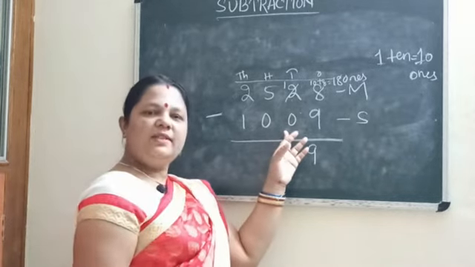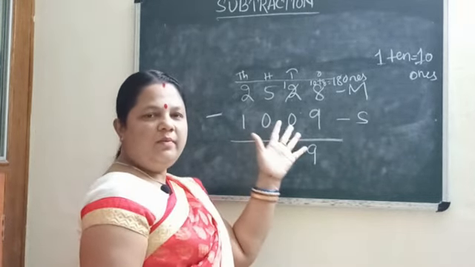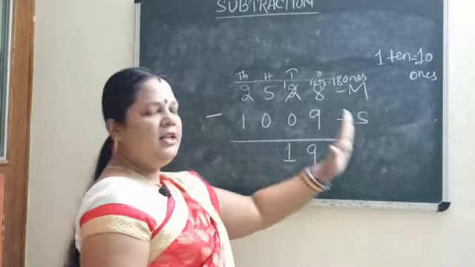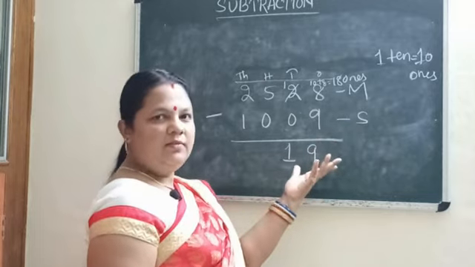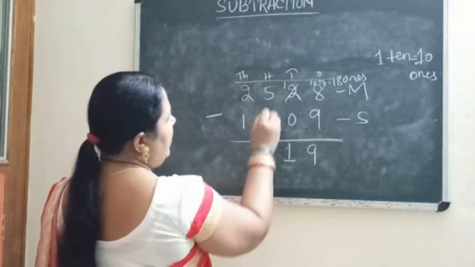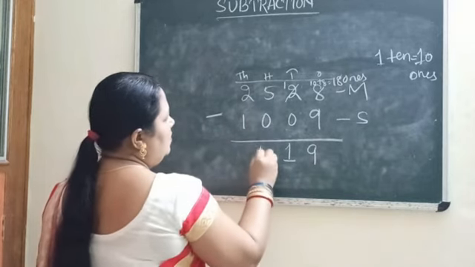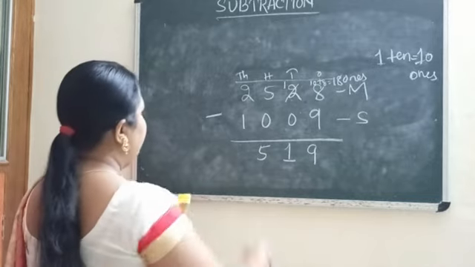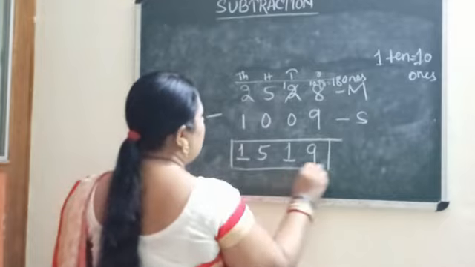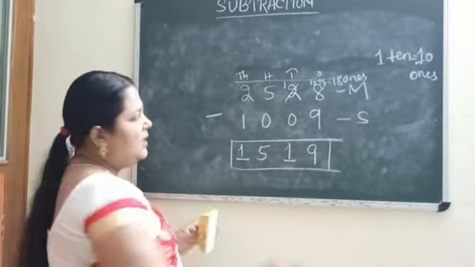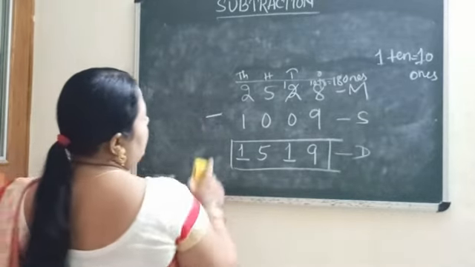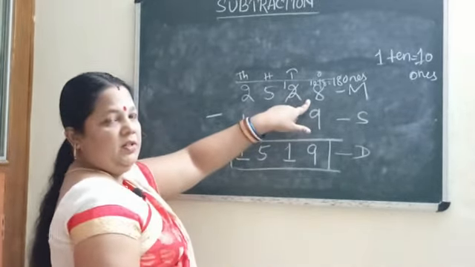We are telling here 0 means no value. When it is in the left side of the digit, 0 has no value. If it is coming on the right side, then it has more value. Okay, this place is over. Now come to hundreds place. Here is 5, here is 0. 5 minus 0, we are getting 5. Then 2 minus 1, here 1. So how much did we get? 1519, and this is called your difference. Okay, this is called borrowing subtraction.